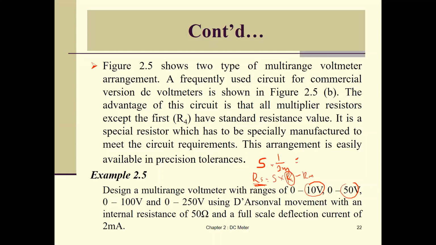Then use the same sensitivity to calculate the second. The second range is 50. S multiplied by 50, and then minus RM. RM is 50 ohms. Next, change the range to 100. The last is changed to 250. That is how to calculate the multi-range voltmeter.